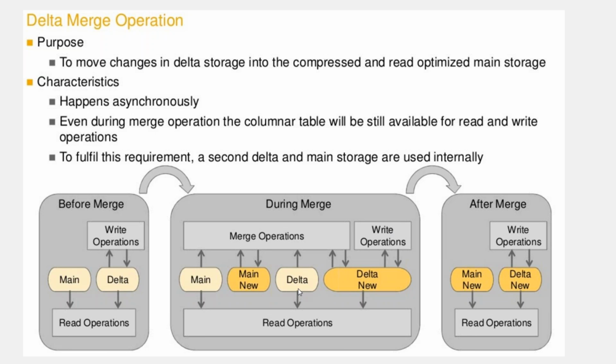Once the delta has cleared all the records, sending them back to the main, the system will delete the old main and delta storages, and it will keep the main new storage and delta new storage. Now whatever data was here is available here. This is how the system looks after the merge. If I had 5 records earlier here, I automatically get 5 records here. Now my delta new is ready for write operations, and both are ready for read operations.